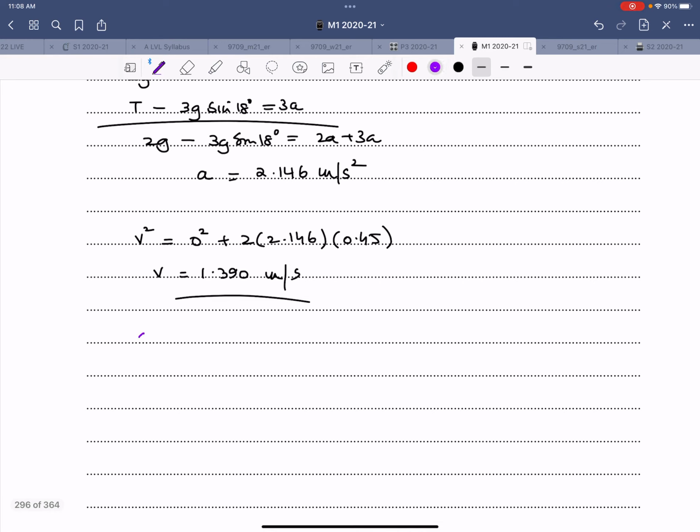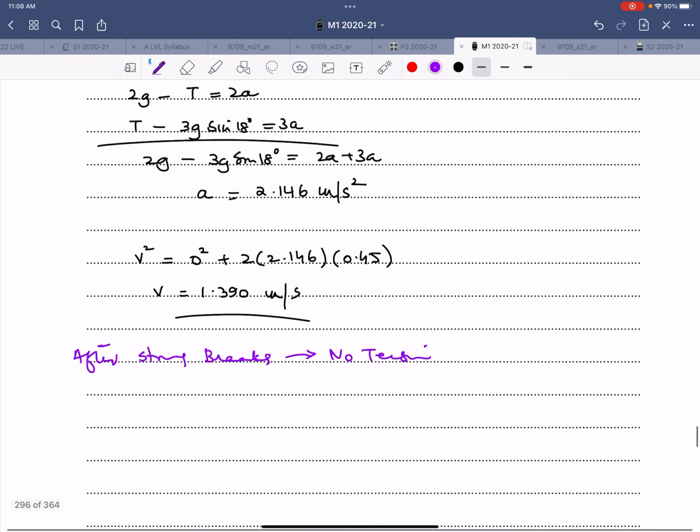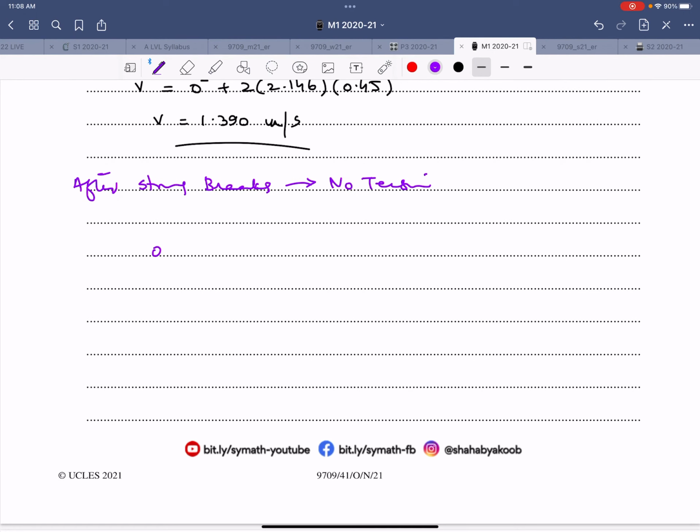Now, what happened after string breaks? So after string breaks, there is no tension because there is no string. So therefore, this same equation can be applied for this particle. So therefore, 0 minus mg sine theta, that is 3g sine 18 degrees, is equals to 3 multiplied by a. So therefore the 3 and the 3 cancel off, and acceleration is minus 10 sine of 18 degrees. Use a calculator, and then you find the new acceleration, which is negative 3.090.